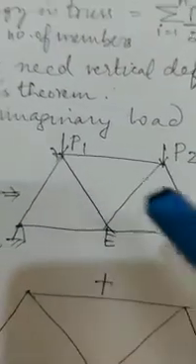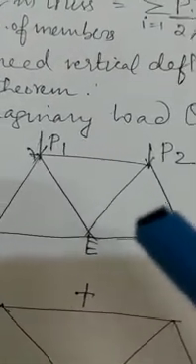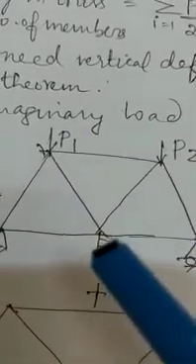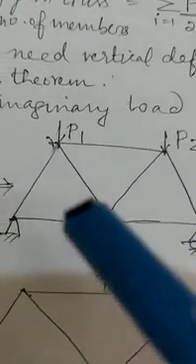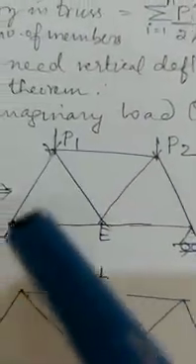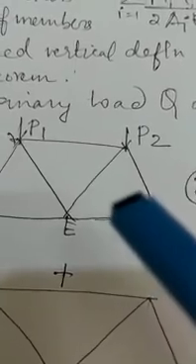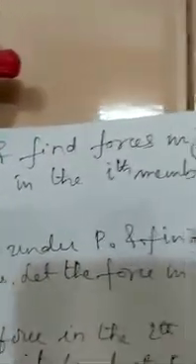Now you take system B. Just take system B. Analyze system B by any method of analysis, like the method of joints. Whichever method of analysis you are familiar with, you can adopt that and analyze system B, that is the truss under the application of loads P1 and P2, and you find all the forces in the members. So that's what I have told here. Analyze system B and find the forces in all members of the truss in system B.